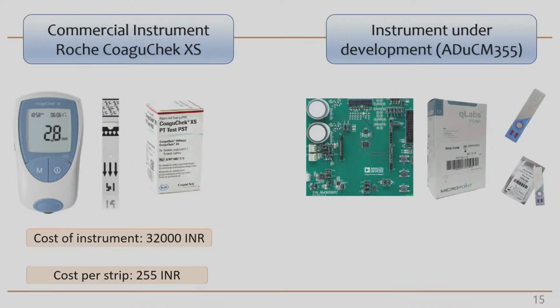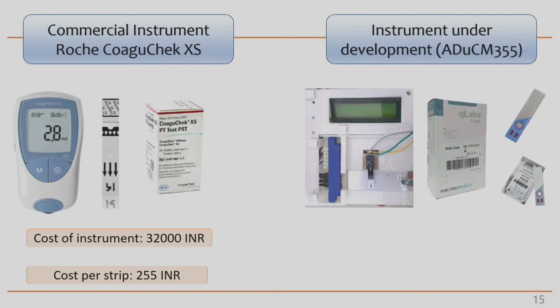From this point, we moved on to building a device. On the right side of the slide, we can see the presently used machine, which is the Roche CoaguChek XS. The present cost of this machine is 32,000. Each strip would cost about 250 rupees. The machine that we are trying to develop is based on a microcontroller called ADuCM355. We built an interface around the system, and we are presently using PTINR strips from a company called QLabs.